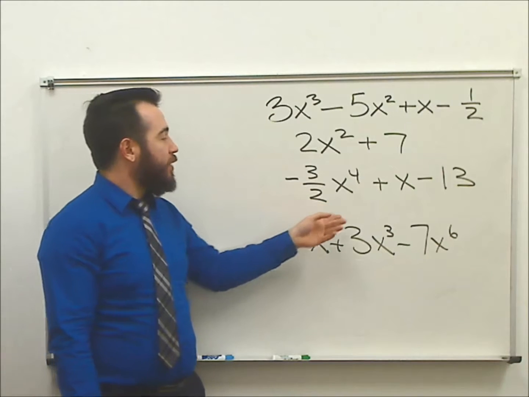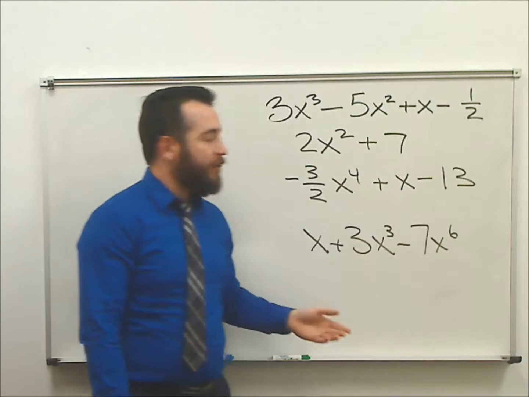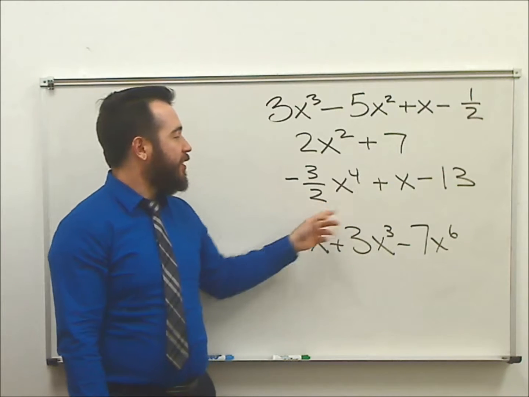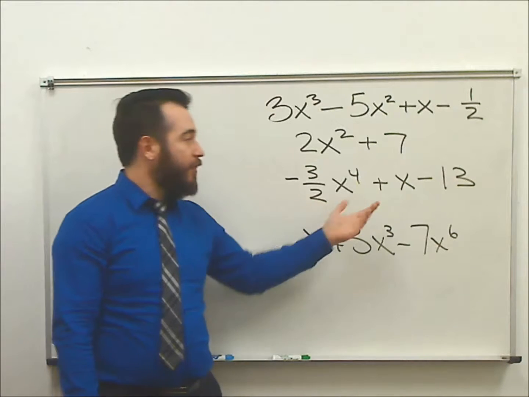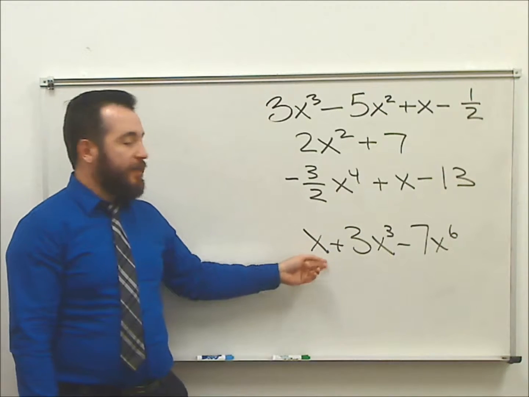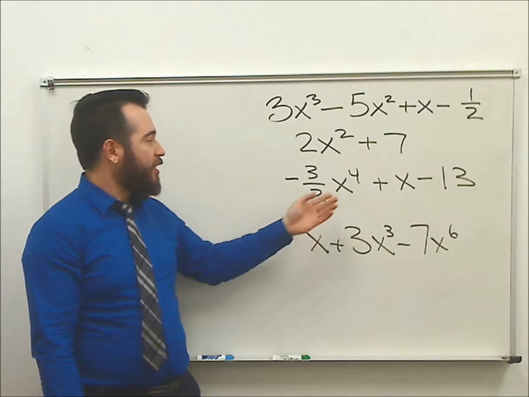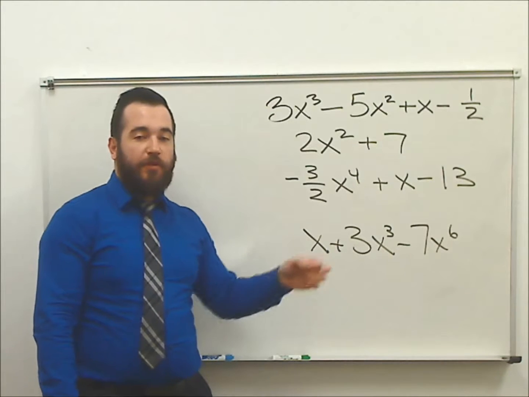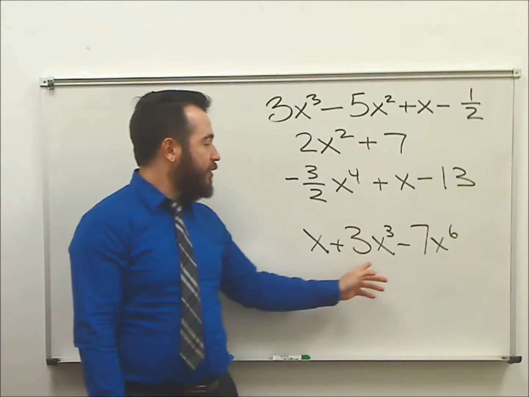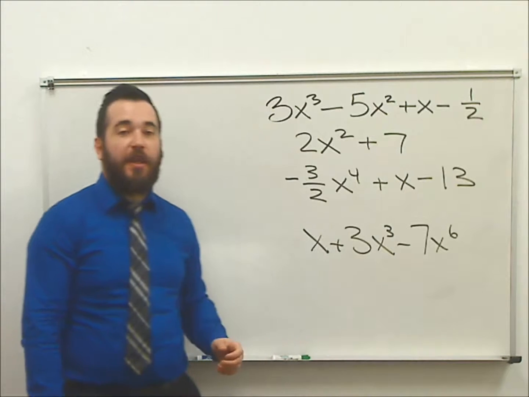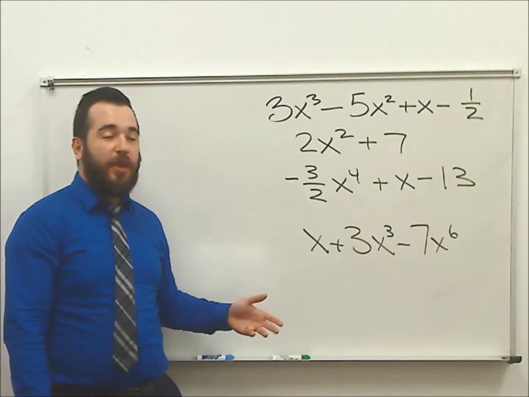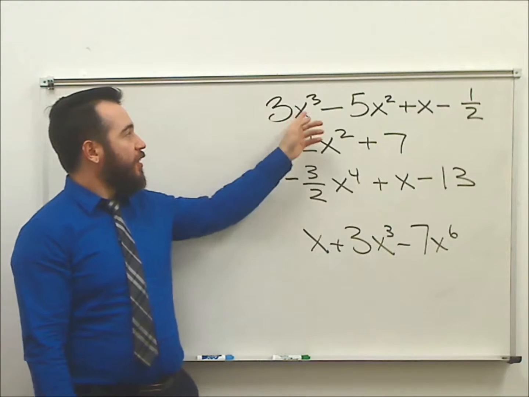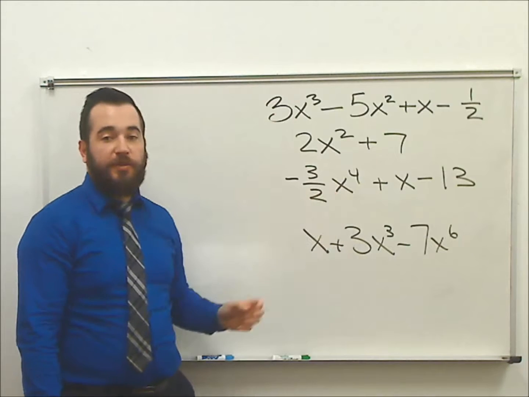Next up we've got -3/2 x to the 4th plus x minus 13. Again, just a sum or difference of powers of x, possibly multiplied by a number out in front. And then down here, this is just an example to show you that a polynomial doesn't necessarily have to be stepping down in power as you move down the line here. We have x plus 3x cubed minus 7x to the 6th. That's also considered a polynomial. Just in more general cases, we're going to see the highest power being first.